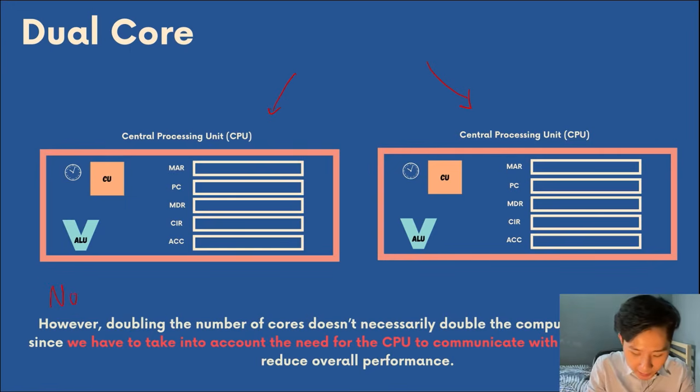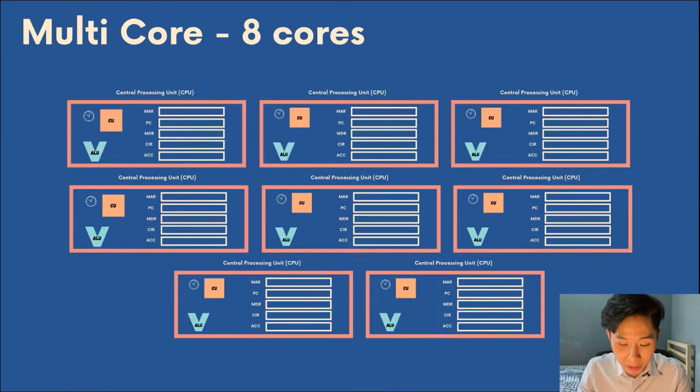One side note here is that oftentimes doubling the number of cores will not guarantee a doubling in speed, because we need to take into account the communication time needed so that both CPUs can be in sync. Multi-core, such as 8 cores, follows a similar pattern. It just means that we have multiple cores in our CPU.